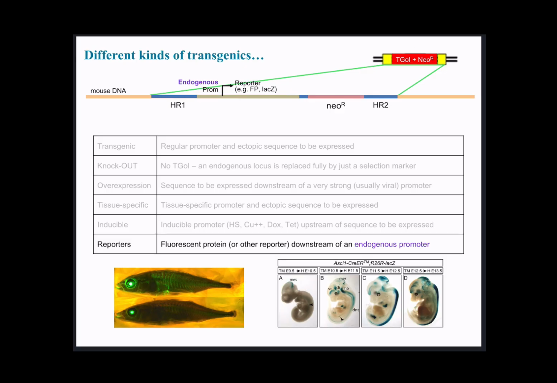We call them reporters of gene expression. In these animals, what we do is introduce foreign DNA that includes an endogenous promoter, that means the natural promoter for any given gene that we're interested in. But instead of having the sequence normally encoded in that gene, we hook that endogenous promoter to a reporter gene.